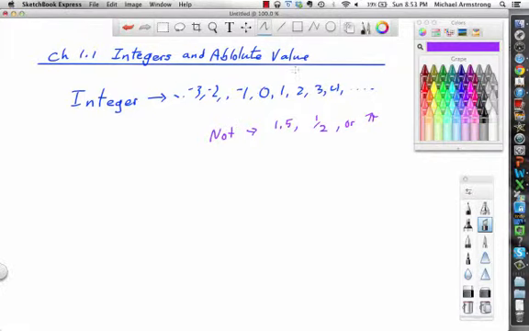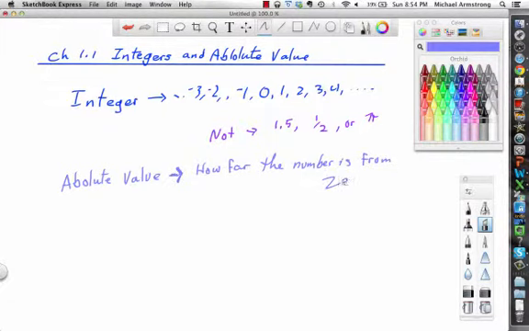Okay, absolute value is an interesting concept. Let's look at that real quick. Let's go back and change the color. Absolute value, and you need to know this, just need to memorize it, is the distance between a number and 0. Okay, it's just the distance. How far is the number from 0? This is supposed to be an arrow. It doesn't quite look like one. How far the number is from 0.